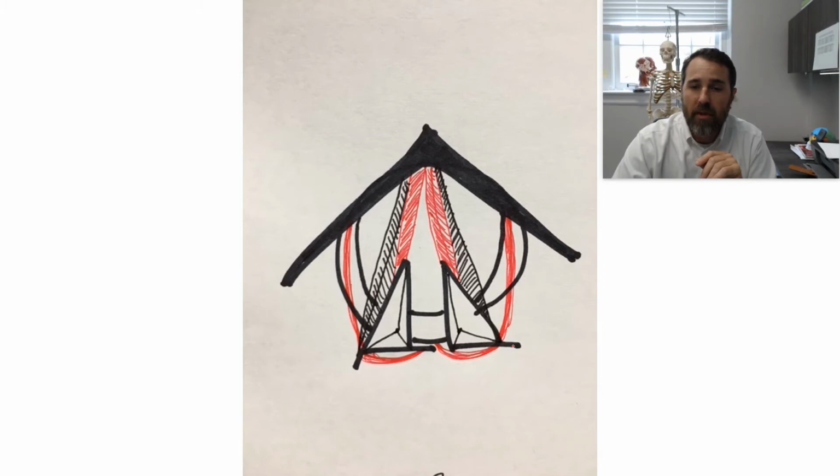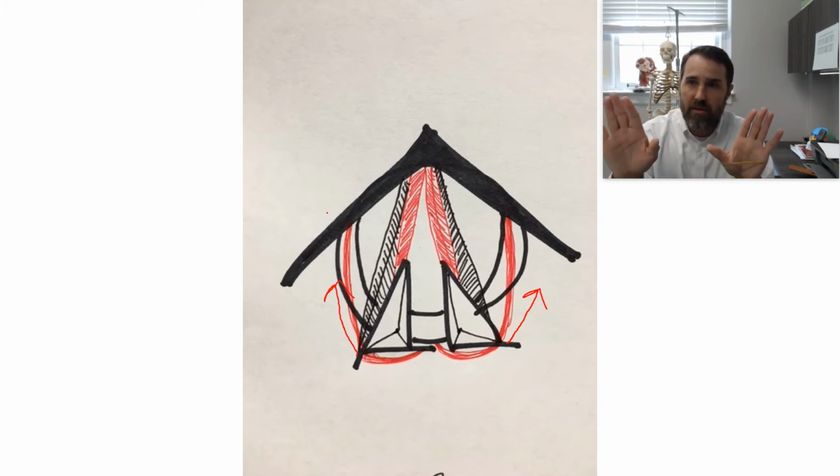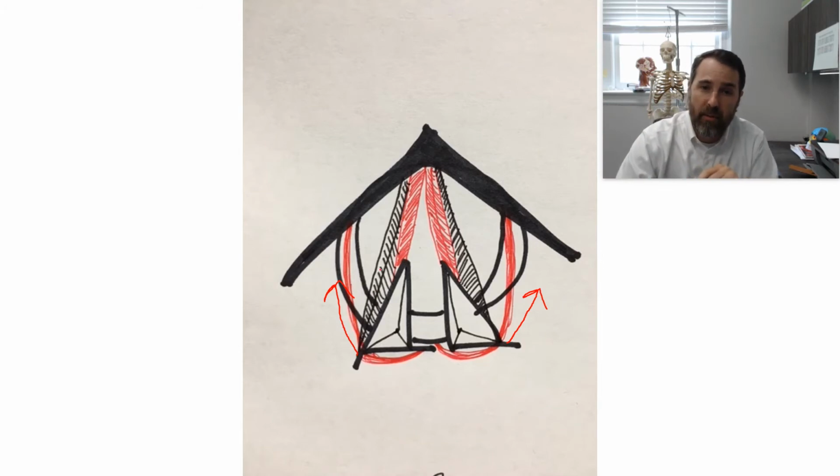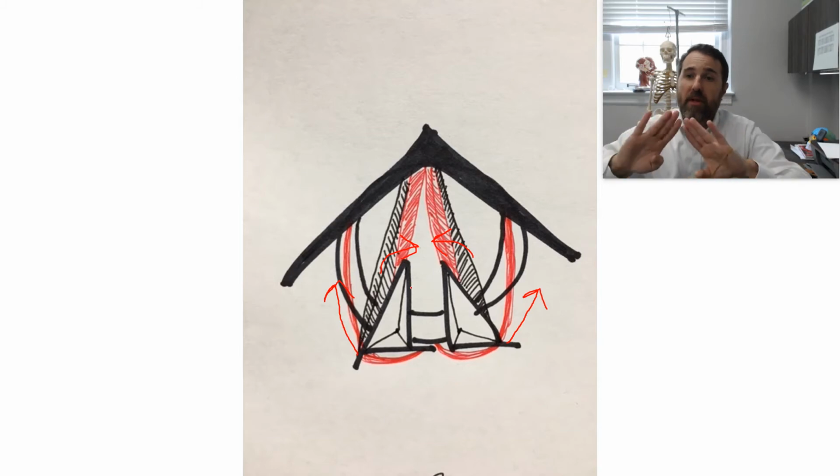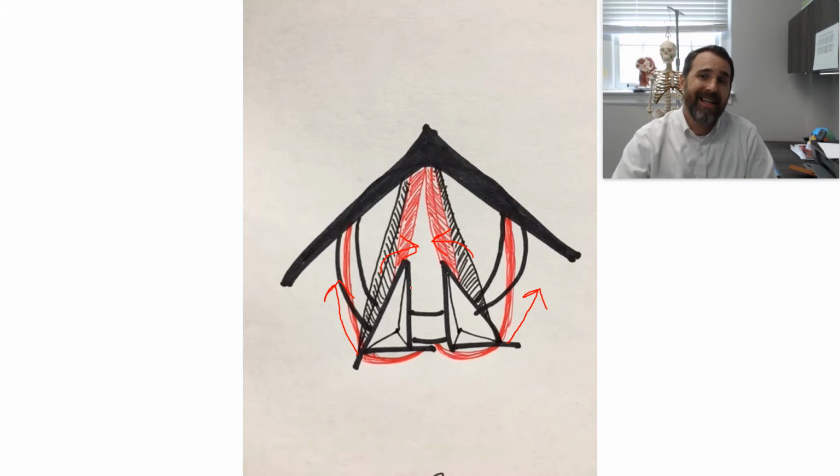So let me draw these arrows. So here's the lateral cricoarytenoid, right here to here. So if this muscle contracts, it is going to pull that arytenoid, this back of the arytenoid, that way. It's going to pull this back of the arytenoid that way, which is going to cause the tips of the arytenoids to rotate towards one another. So it's going to pull the vocal folds together. So the lateral cricoarytenoid is an adductor of the vocal folds.